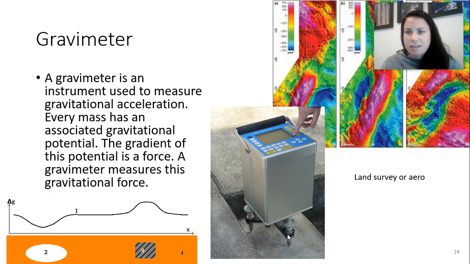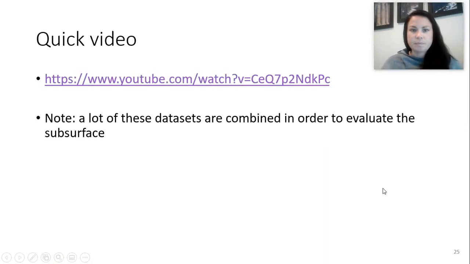So if you have voids in the subsurface, it would show a change in the gravitational acceleration at that exact location. If you have something that is extremely dense below it, it would also change the gravitational acceleration. We can also do aero surveys, like from a plane, you'd be able to measure the gravity changes across a wider area. So here's a quick video of how to combine some of these data sets and how we evaluate the subsurface.